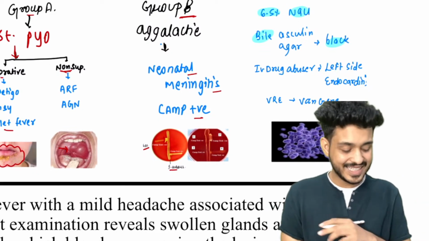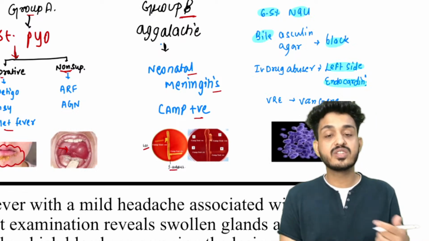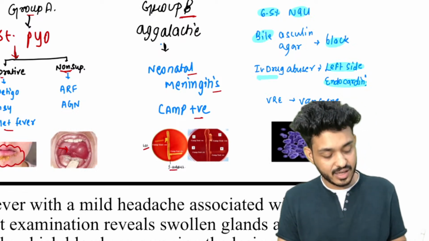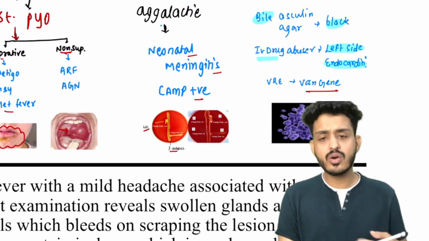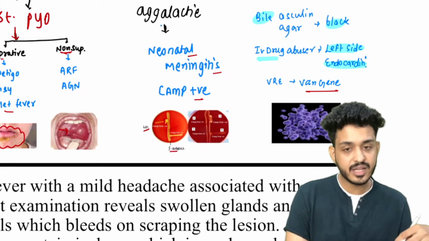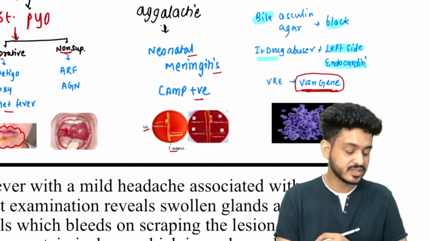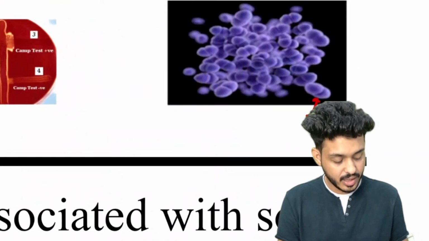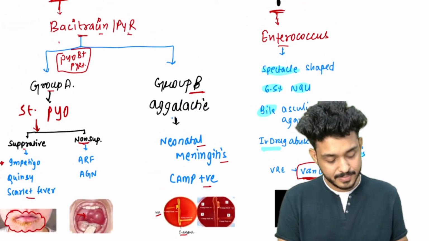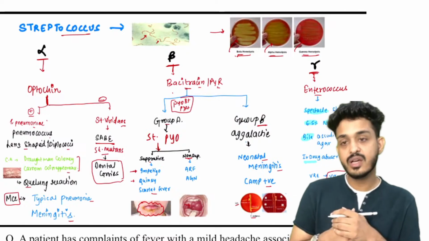We have already discussed that. And this one will be causing left-sided endocarditis in patients who are IV drug abusers. We also have vancomycin resistant enterococci, and this is due to a gene known as the VAN gene. It will be looking like this. This is your spectacle shaped bacteria. So this is all the story of the streptococcus.